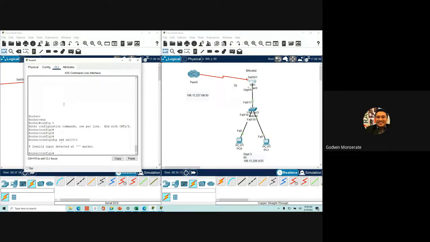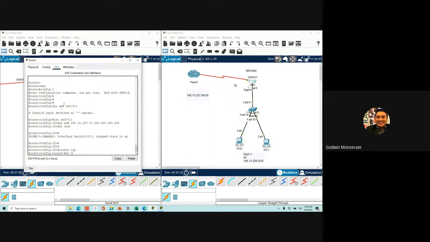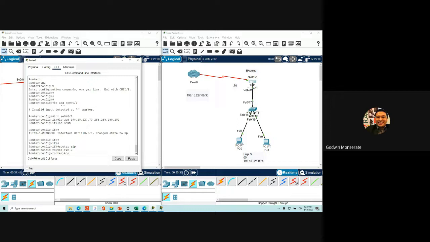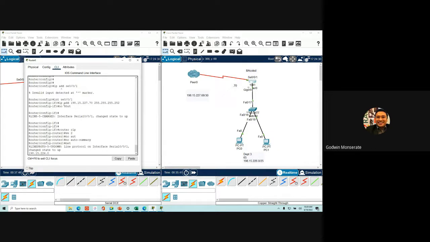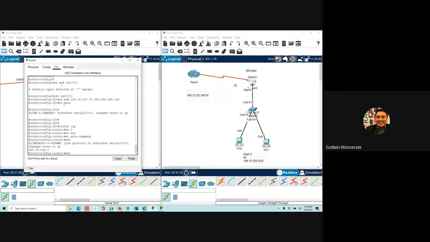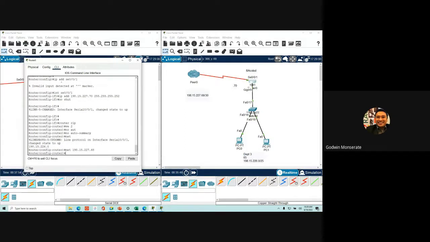Okay? Oops. IP add. Ano IP add man? In interface SE0 sa 0 sa 1. IP add 198.15.227.70. Sakto? 255.255.255.252. Enter. No shut. Then router RIP. Enter version 2. Then, no auto summary. Network, unsa nga network? 198.15.226.0. Then, ang usa is network 198.15.227.68. Enter.